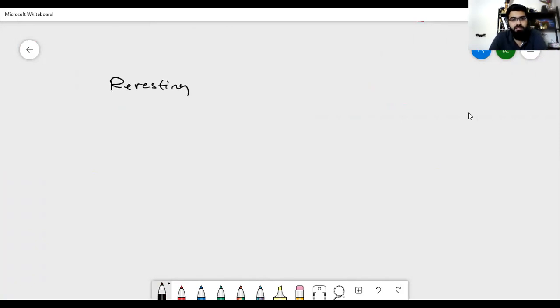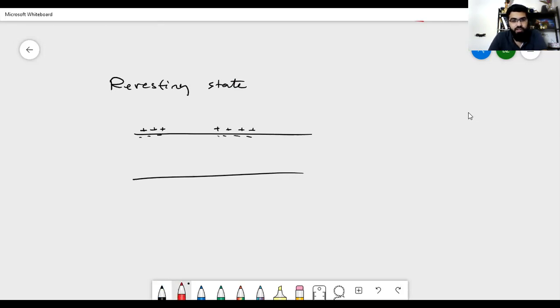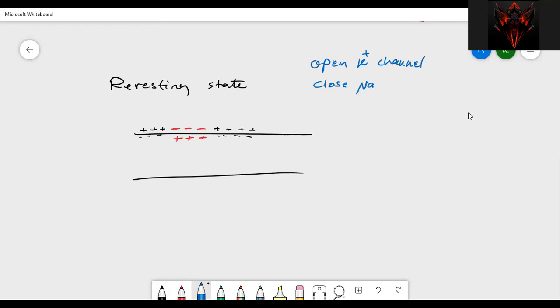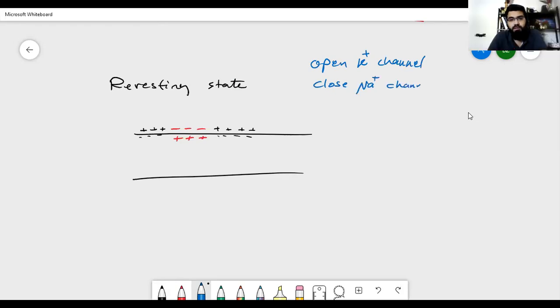What is the re-resting state? It's returning back to the normal state. How does it return back to the normal state? We said the original one is positive outside, negative inside. Now this one got action potential, and now it will get back to normal. How? By opening the K plus channel and closing the Na plus channel.